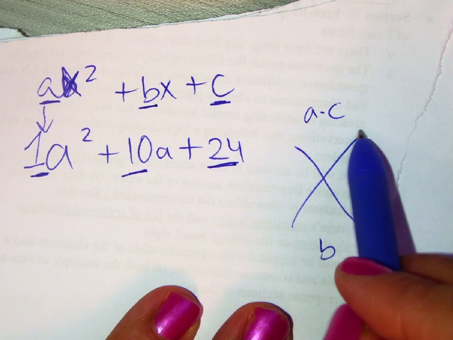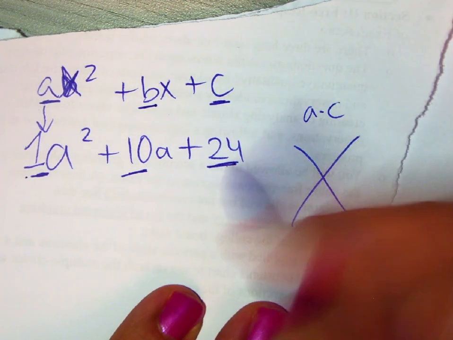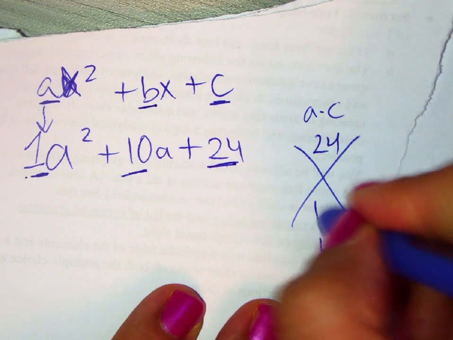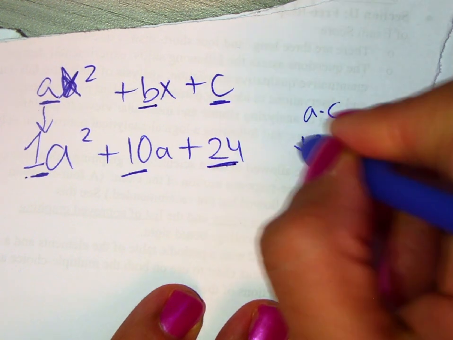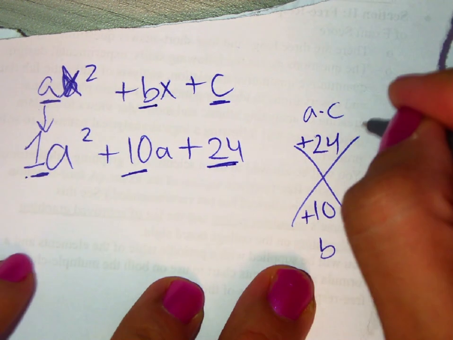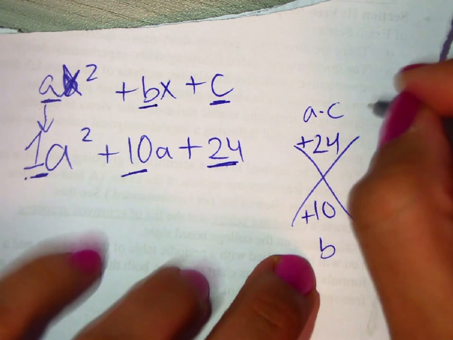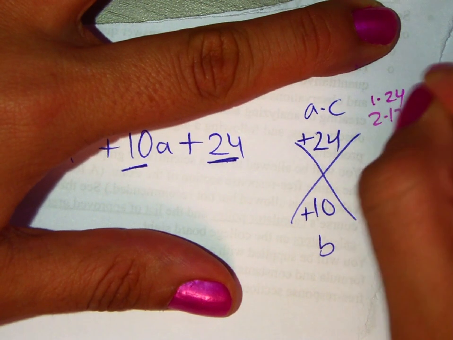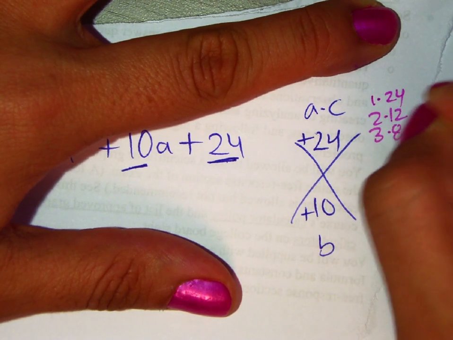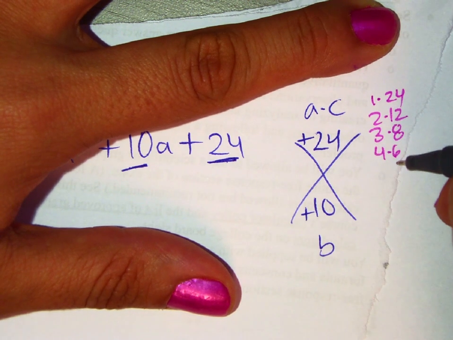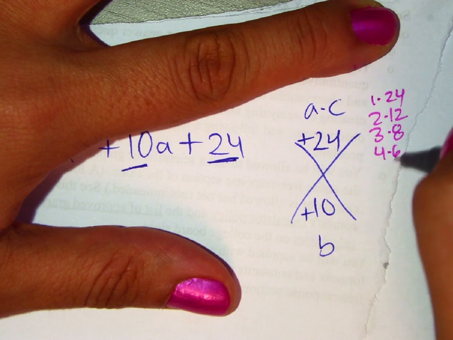So a times c is 1 times 24, and b is 10. Positive 24, positive 10. Okay, so now you think of what are the factors of 24 that will give you 10 if you combine. So for 24, we have 1 times 24, 2 times 12, 3 times 8, 4 times 6. And as you're making this list, you're looking for the one that's combined to give you 10.